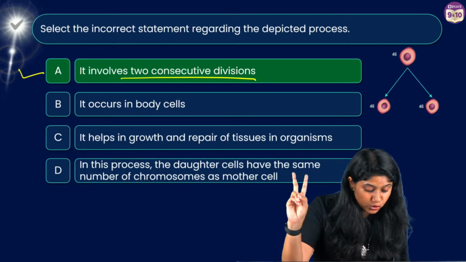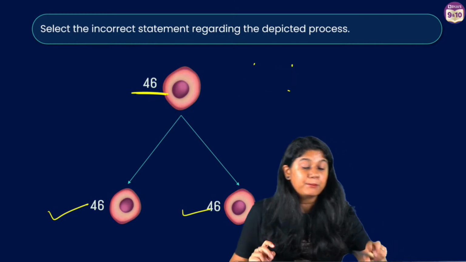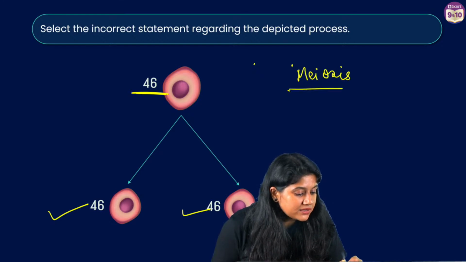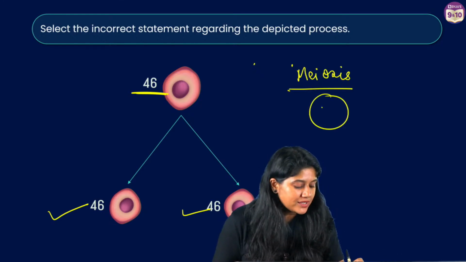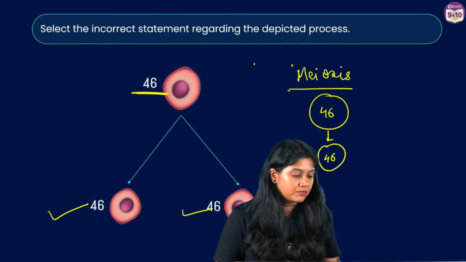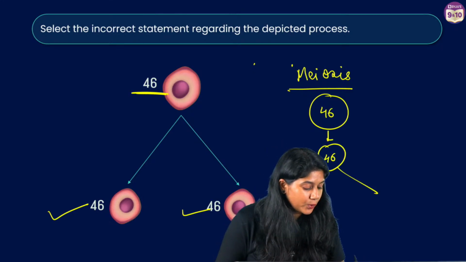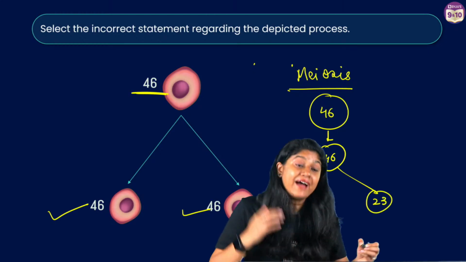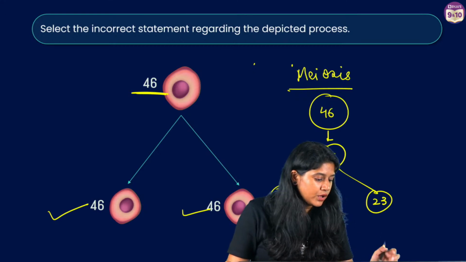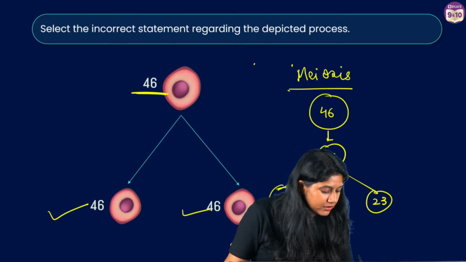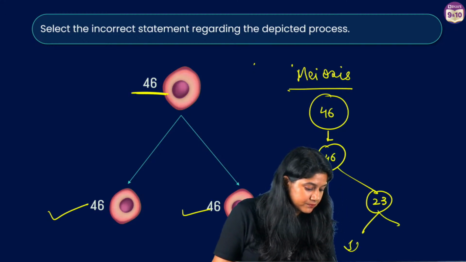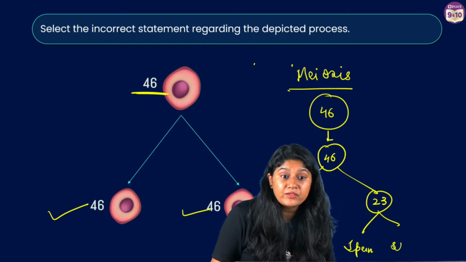These two divisions happen in meiosis, right? I'm sure all of you remember. The two divisions happen in meiosis, where the cell has 46 chromosomes, then it divides into 23, and then a further division happens, and then we will have sperm or we will have the egg. Are we clear? Give me a thumbs up, everyone.